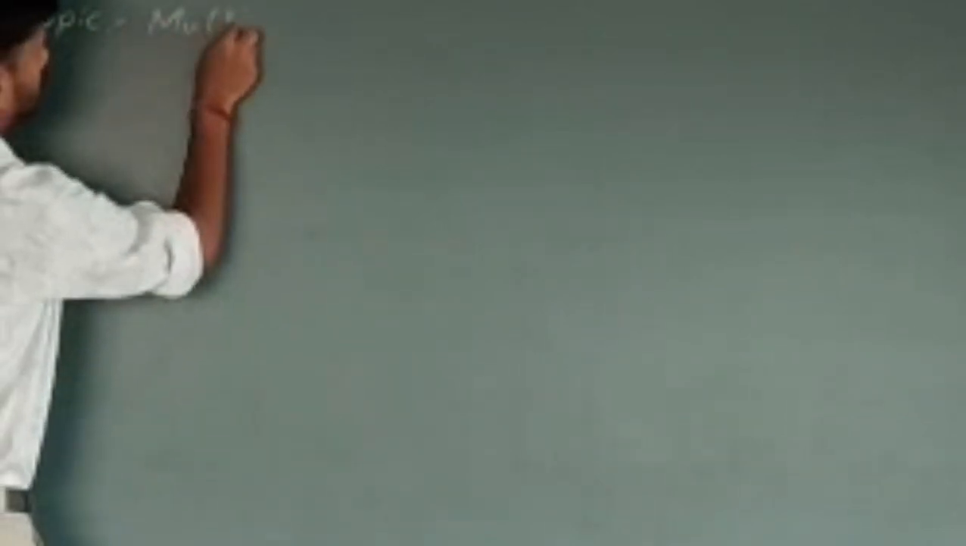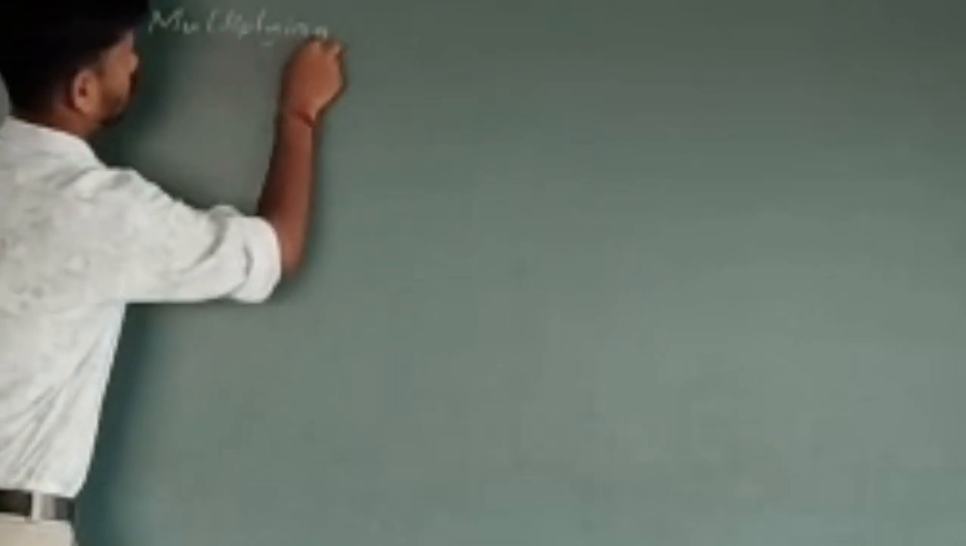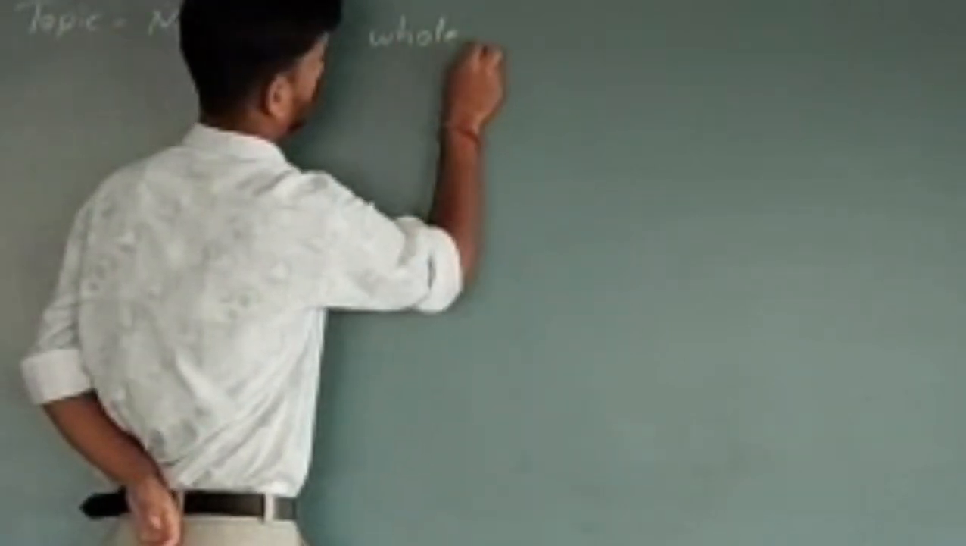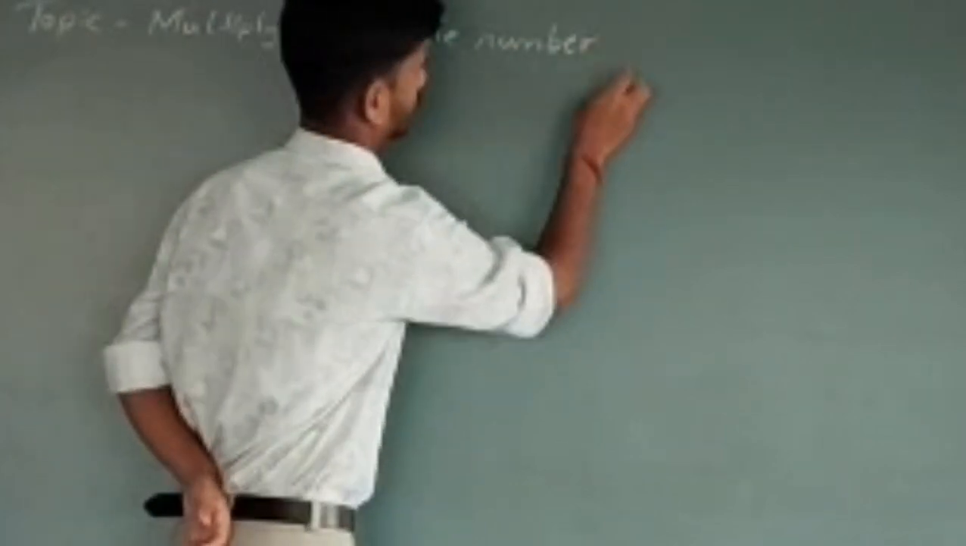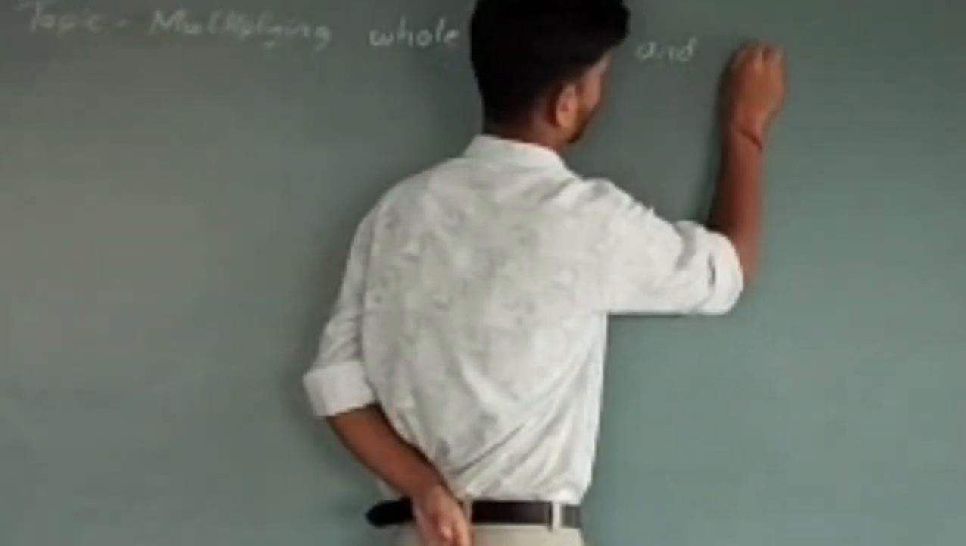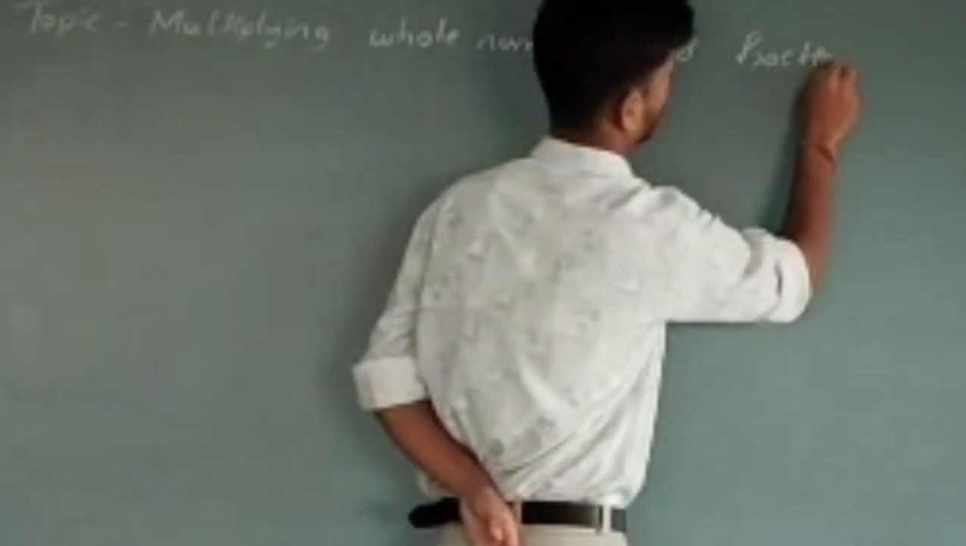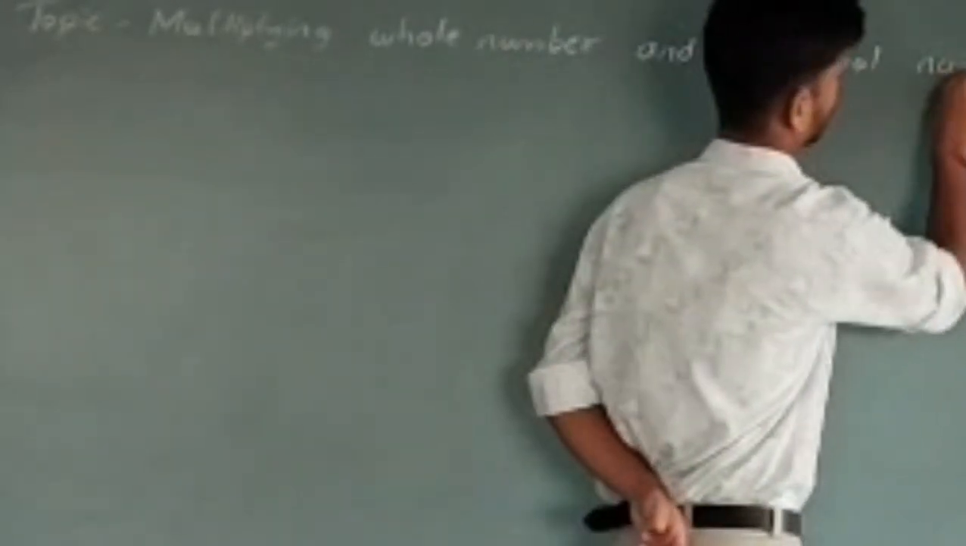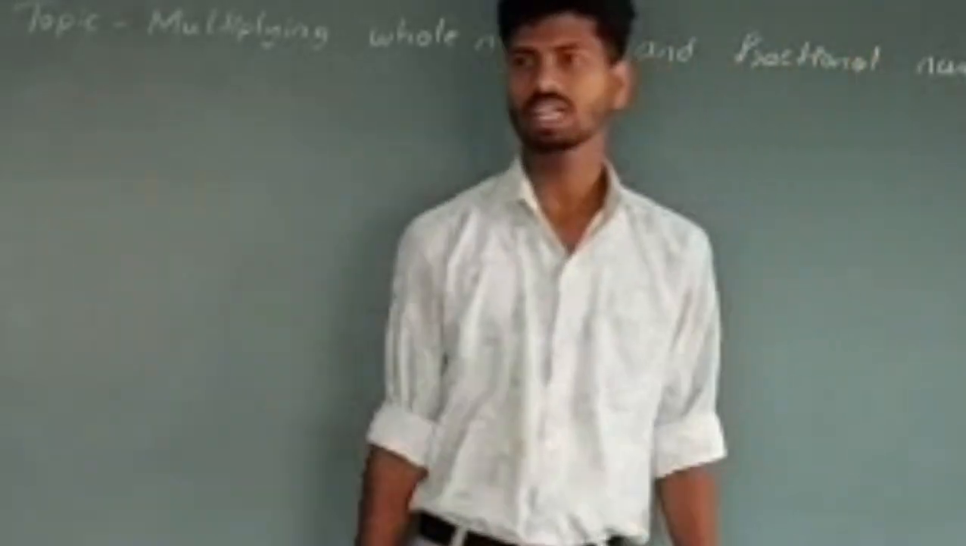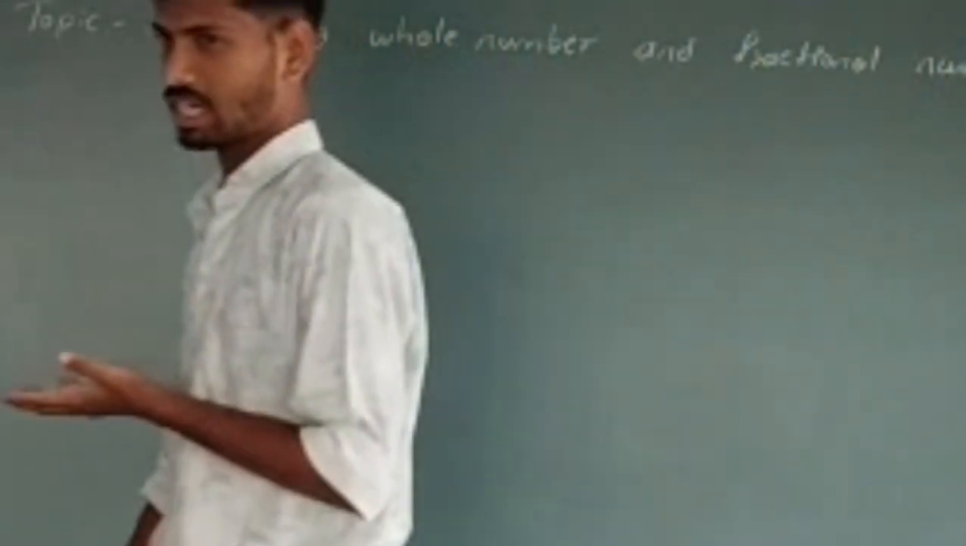Okay. So today's topic is multiplying whole number and what? Fractional number. Whole number and fractional number. Clear? So what are we going to learn? Multiplying whole number and fractional numbers. Okay. So before we move to understand multiplying whole number and fractional numbers, let us understand what are fractional numbers.